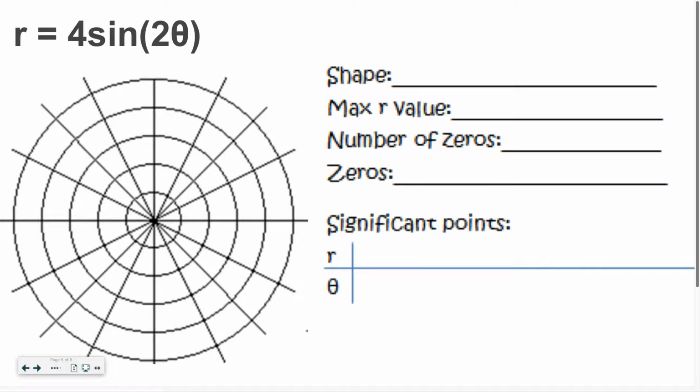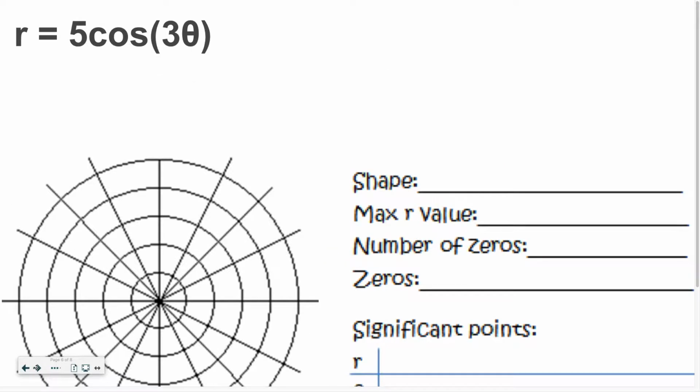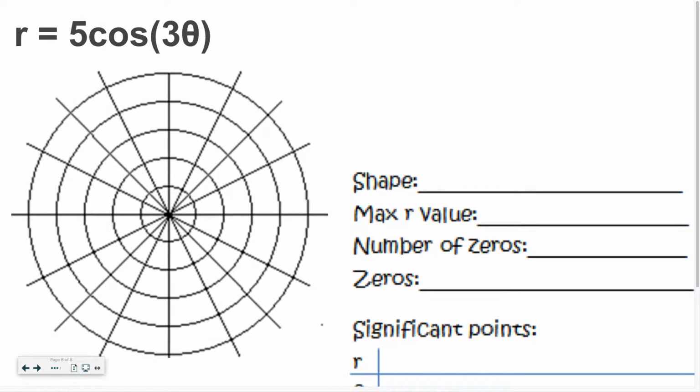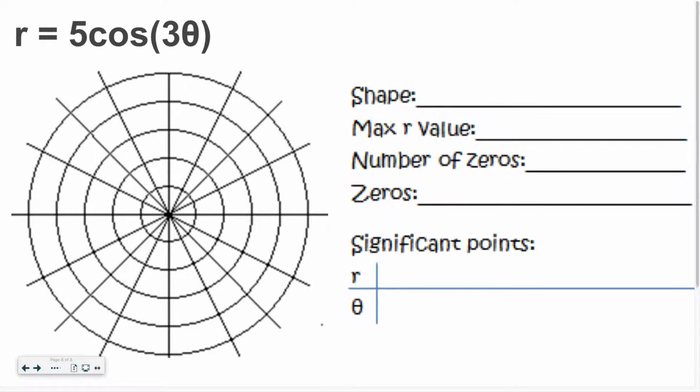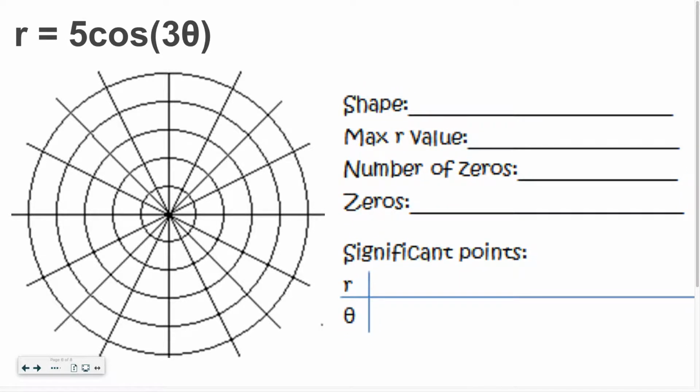Guys, can I change my mind and do this one first? You're not going to have to erase too much, but you will need the 30 and the 60-degree angle marks. So you'll need all of it. But cosine ones are a little bit more straightforward. Let's start with that one. I apologize.